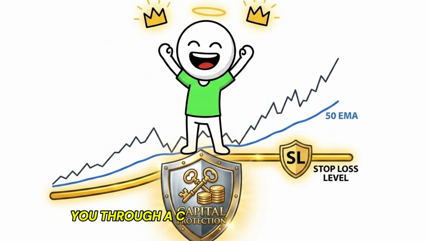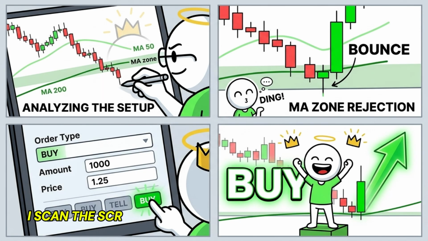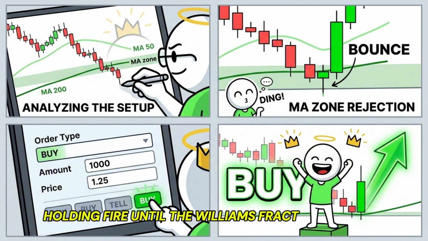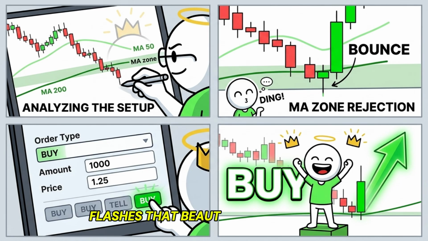Let me walk you through a clear, real-world example so you can vividly see how this sequence flows in real time. First, I scan the screen to ensure my 3 moving averages are fanned out in flawless stacked order and are running smoothly parallel without crossing. Once that baseline trend is verified, I sit back and watch the candles start to retreat, waiting for the price to cross cleanly underneath the 20 period green moving average line. I keep exercising patience as it drops, holding fire until the Williams fractal indicator flashes, that beautiful green arrow giving me the official green light to enter the market.